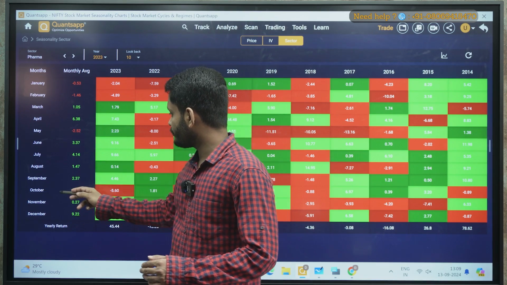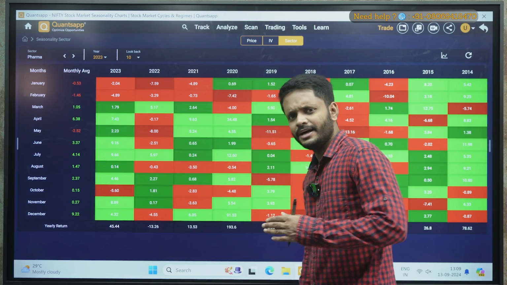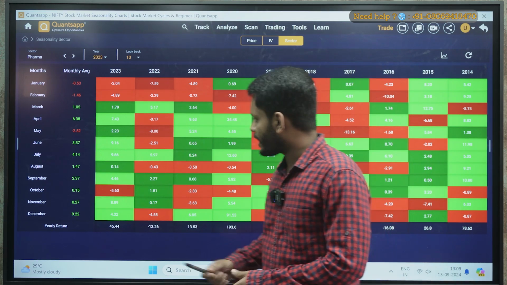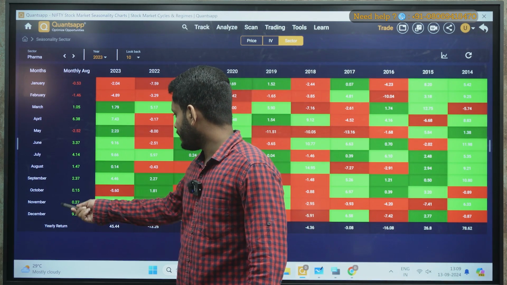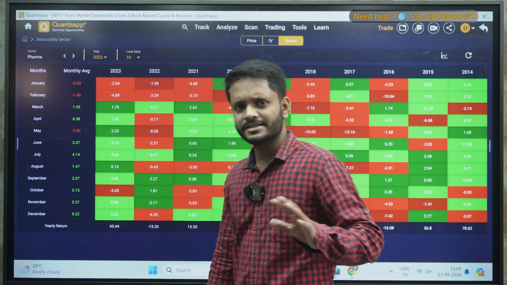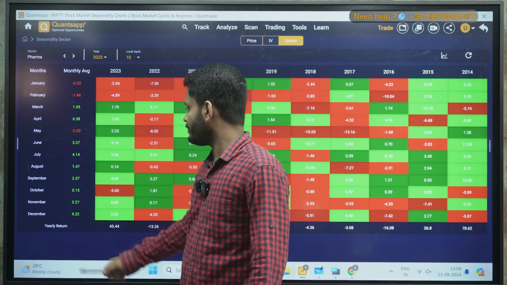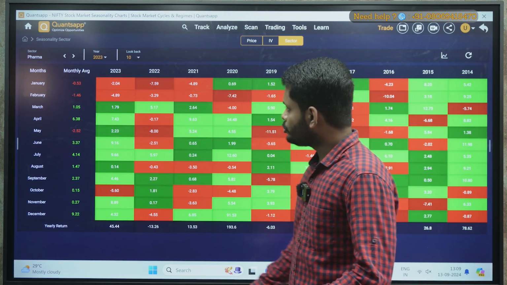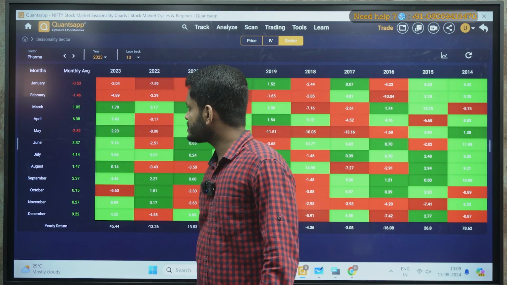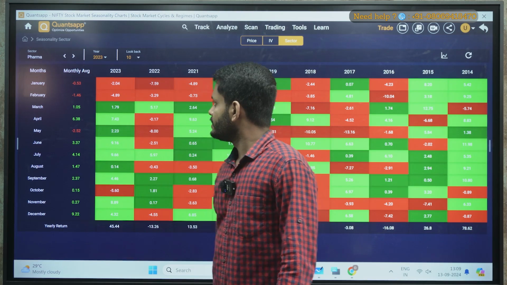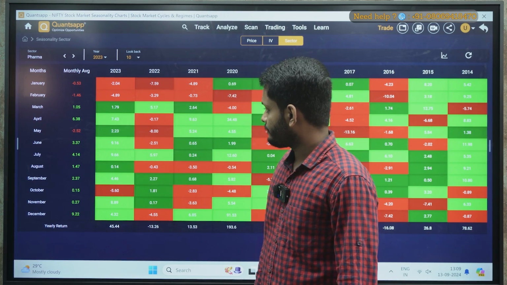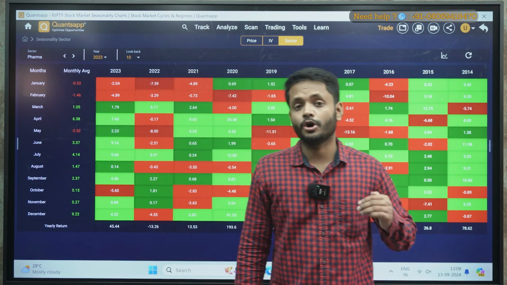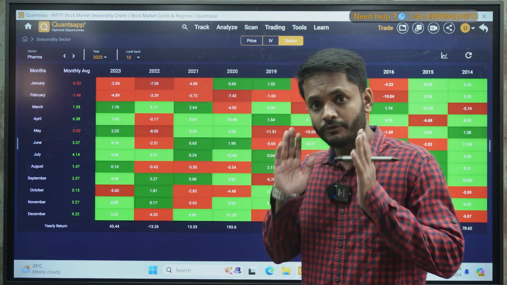So in case of October, again there might be a slight correction in pharma, and again in October and November pharma doesn't perform well, and in December if you see, pharma performs the best. So you can choose May month for investment, or February for investment. Okay, it actually depends on your horizon. What is your view?